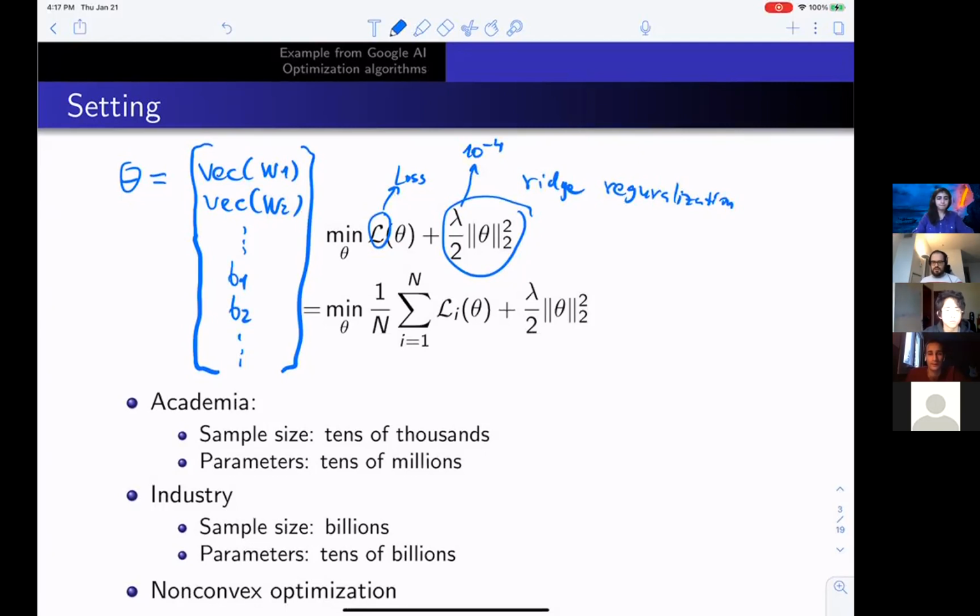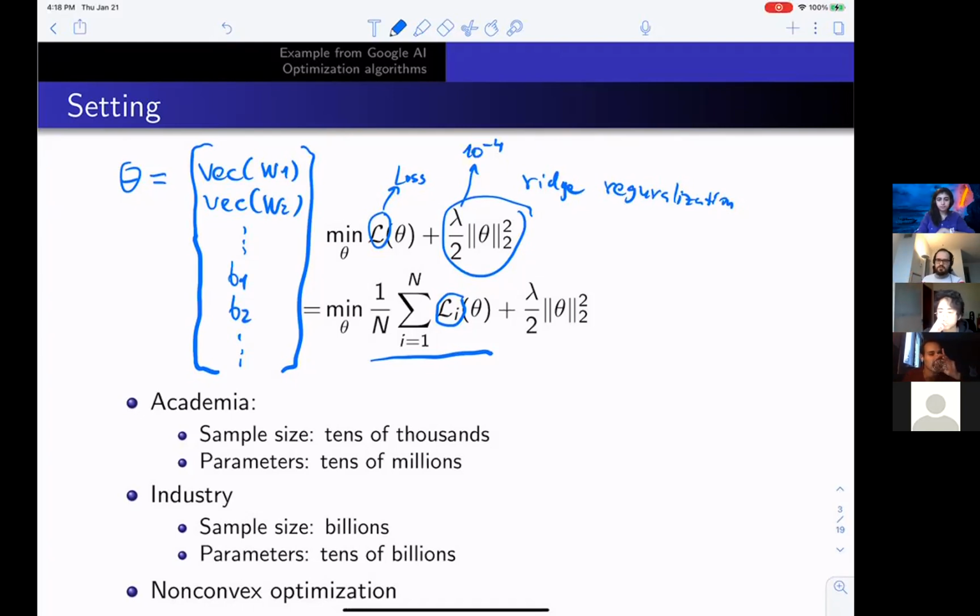Now, notice that the loss function that you're interested in minimizing is in fact an average of a bunch of losses. Each Li is the loss for the ith example in the data set. So you have a data set of a bunch of images.